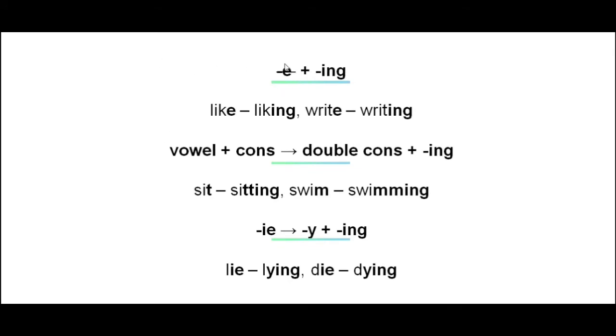Now, when verbs end in E, to form the present continuous tense, we get rid of the E and add ing. For example, like, liking, write, writing. And when a verb ends in a vowel plus consonant, we double the consonant plus ing. For example, sit, sitting, swim, swimming. And when a verb ends in ie, we turn ie into y and then add ing, as in lie, lying, die, dying.